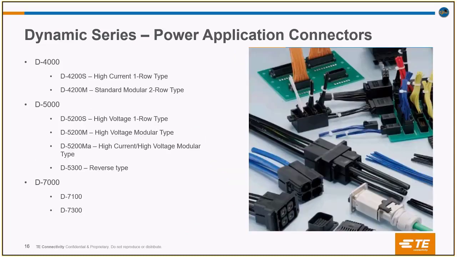Let's go and look into the D4000. For the D4000, we have 2 families. We have the D4200S and the D4200M. So high current 1-row type and standard modular 2-row type. These are the dynamic series 4000.